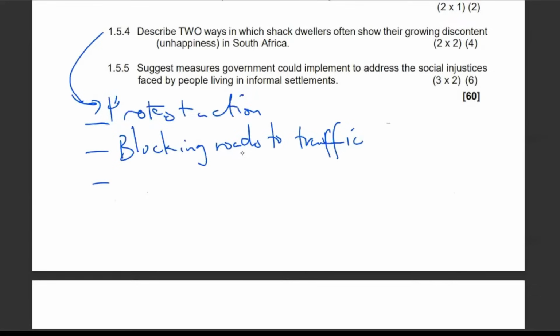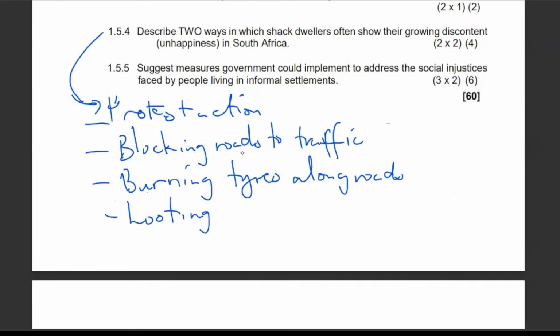Or in some instances, they can burn tires along roads. That is a way of showing their discontent, burning tires along the roads. Or they can also engage in looting and damaging businesses or the shops. That is how people show their discontent.